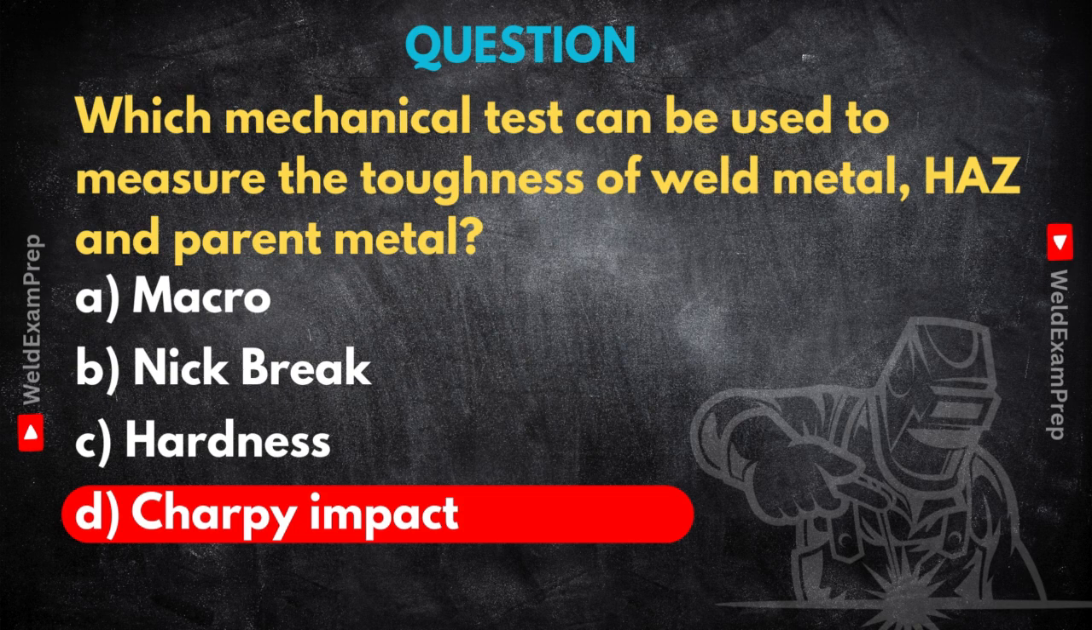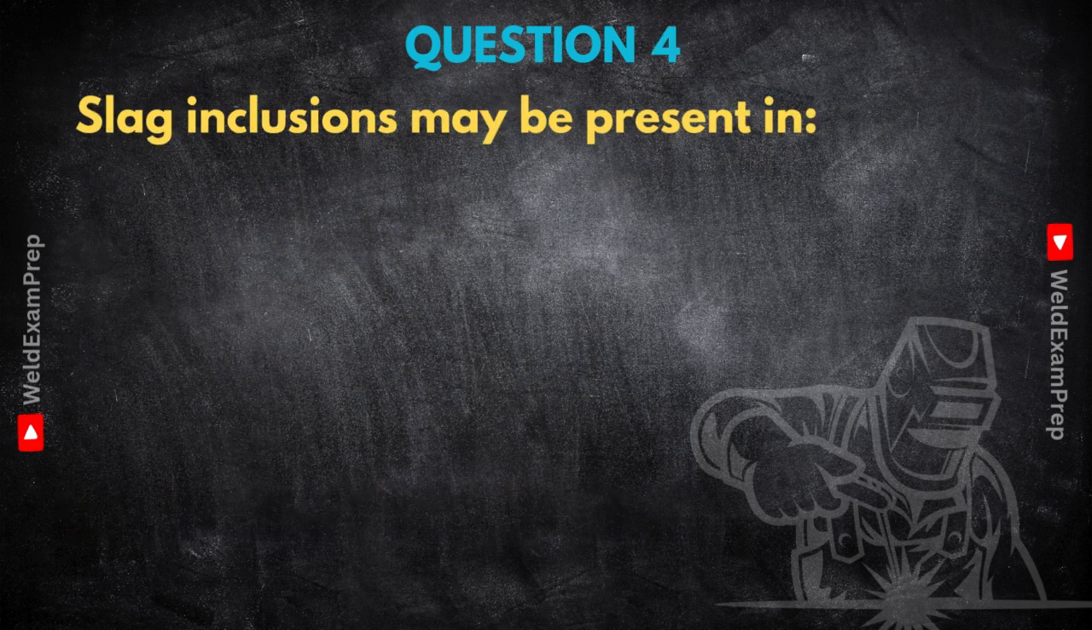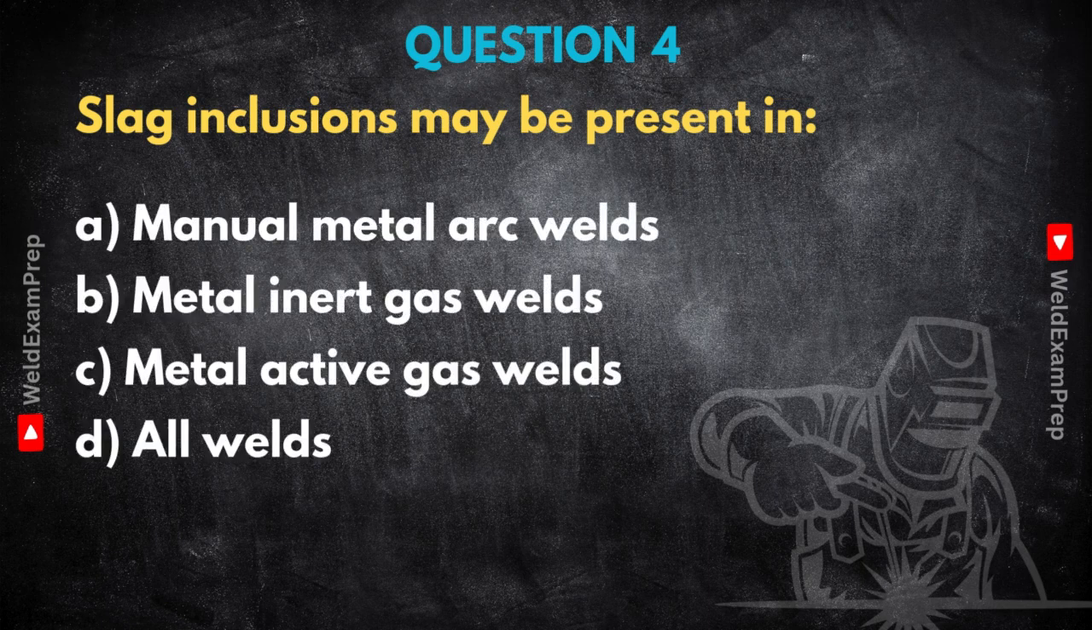Okay, fourth question. This one is about a specific flaw type and where you'd expect to find it. Listen carefully. Slag inclusions may be present in: A, manual metal arc welds. B, metal inert gas welds. C, metal active gas welds. D, all welds. All right, linking flaws to processes now.